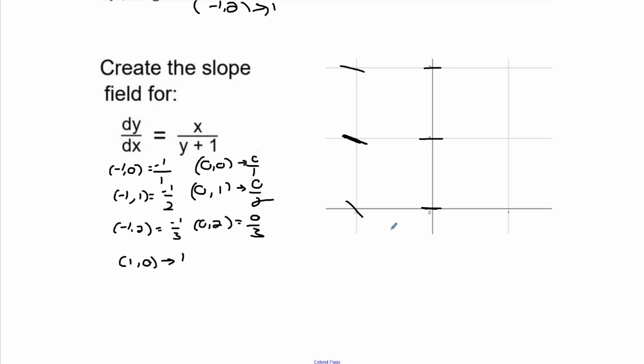That's just going to give you 1, so it looks like this. Then 1, 1, that's going to give you 1/2, so a little less steep. Make it look like that. And then 1, 2 is going to give you the slope of 1/3, so that's even less steep, right? So again, all you have to do is find these points, find the slope at that point, and then draw a small little line, even like a tick, with the slope you found given the derivative.